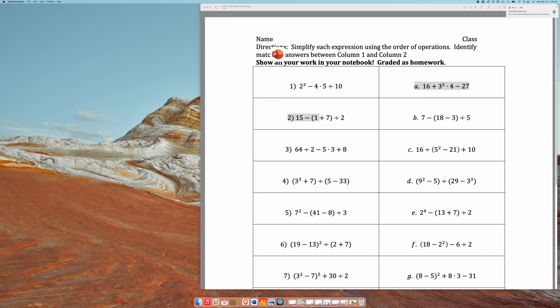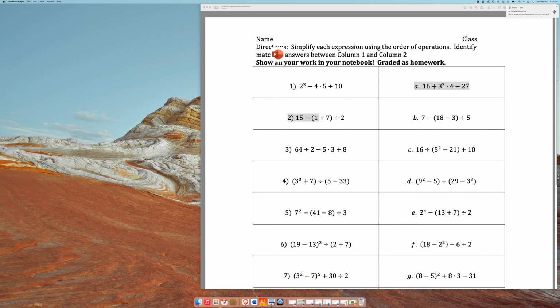So this might not be that bad of a video. It's going to be long. So 9 squared minus 5, it's in parentheses, so that has to be taken care of first. Divided by 29 minus 3 cubed. Okay. So these two jump ahead of the line, remember, because there's a parenthesis, so we have to take care of that. So we have to simplify whatever is in the parenthesis to a single number.